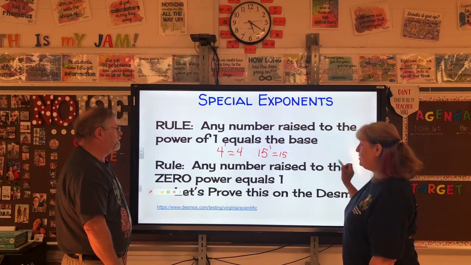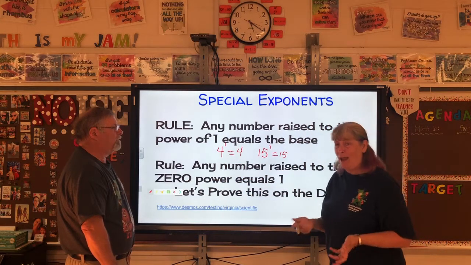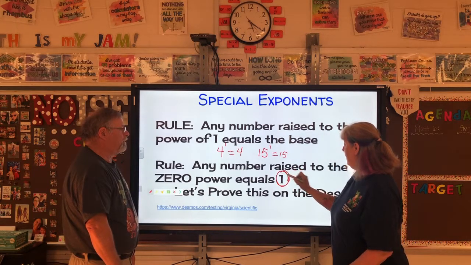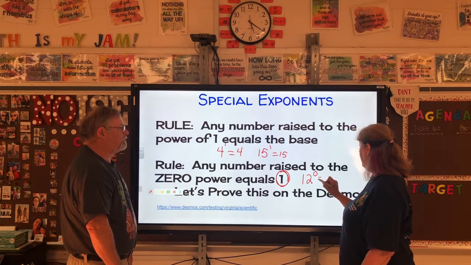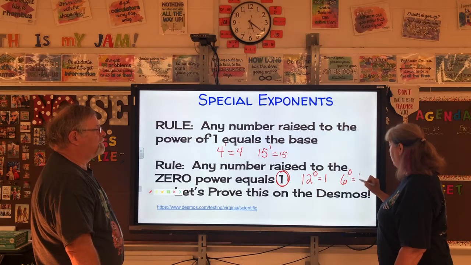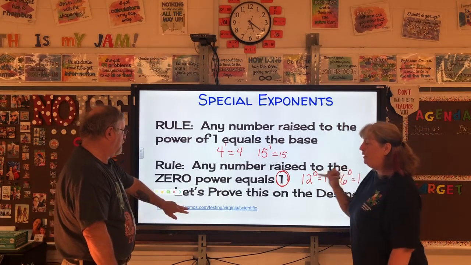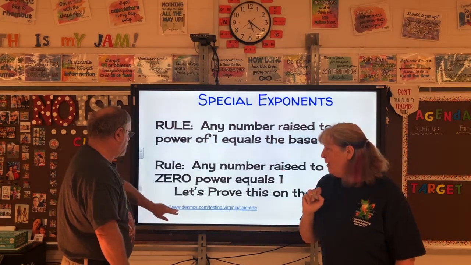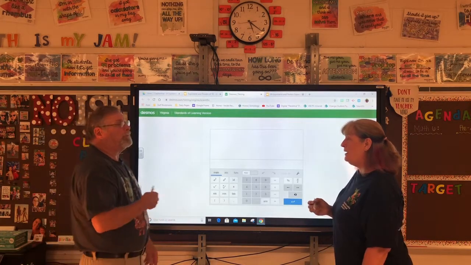Any number raised to the 0 power. Most people would think that means I just don't have a base, so it's 0. It's not. It actually equals 1. So 12 to the 0 power is 1. 6 to the 0 power is 1. That's probably the one that I need you to put into the Desmos Calculator every single time, because it seems easy, but it could be easily confused.